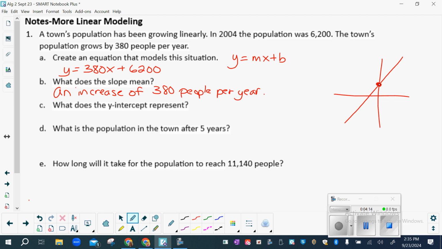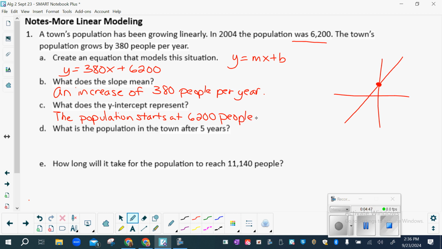I like you talking about at the start. So it's the population at the very beginning, or at 0 years, or initially. So we want to say the population starts at 6,200 what? People. Does that make sense?